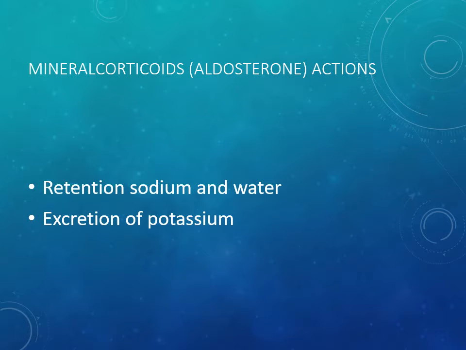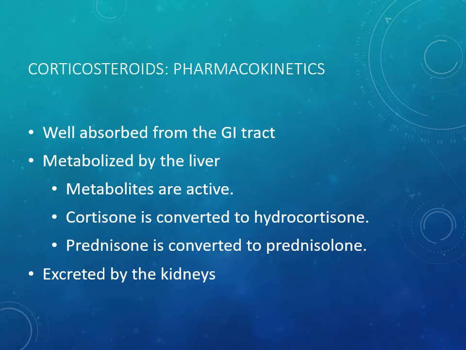The mineralocorticoids, predominantly aldosterone, are also secreted by the adrenal cortex under the control of the RAS system. And the main role of aldosterone is to retain sodium and water and to excrete potassium. So glucocorticoids or corticosteroids, when we prescribe them, are well absorbed from the GI tract and metabolized in the liver, and excreted in the kidneys.